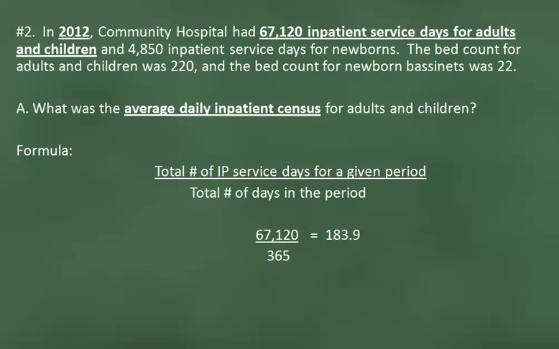You may have just been able to determine by looking at that. Okay, you may know that the average daily inpatient census is equal to the average inpatient service days, and so you may have been able to just calculate that without plugging it in.